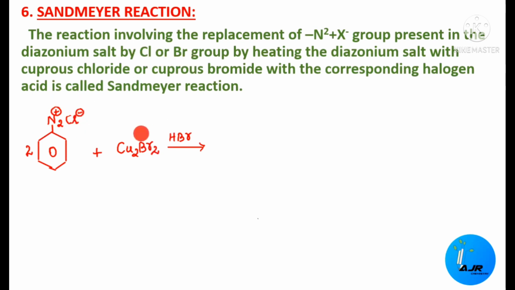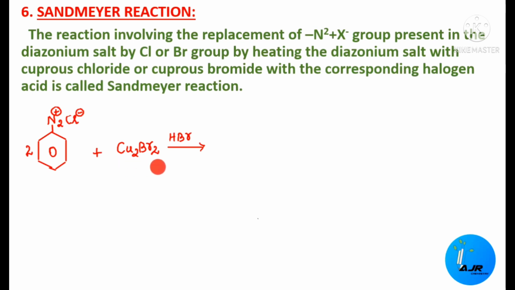If you are using a chloride salt here, it will be replaced with chlorine. If you are using a bromide salt, then it will be replaced by bromine. So replacement of this group by either chlorine or bromine in the presence of the corresponding cuprous chloride or cuprous bromide and the halogen acid is called the Sandmeyer reaction. So now let us write. I am going to brominate this. In this Sandmeyer reaction, we are going to brominate.